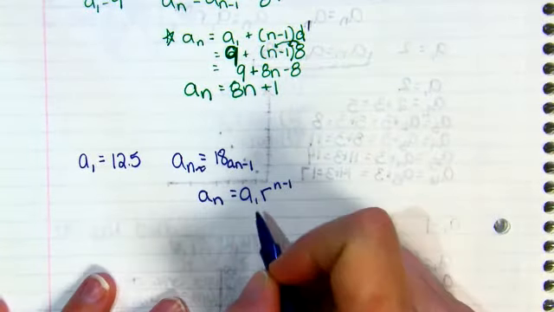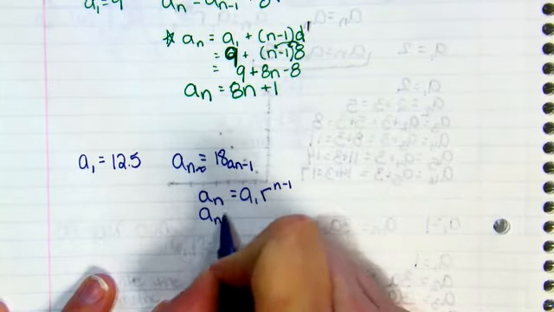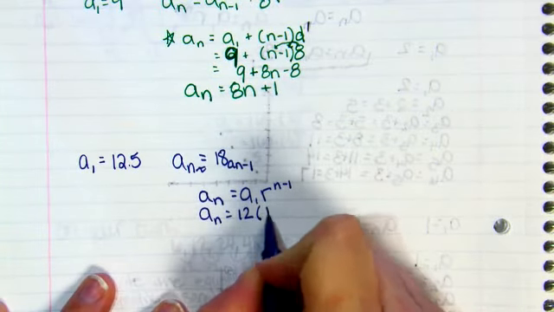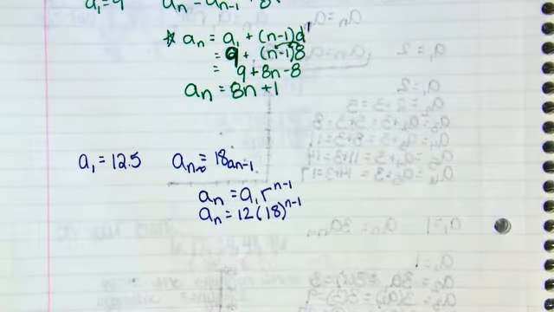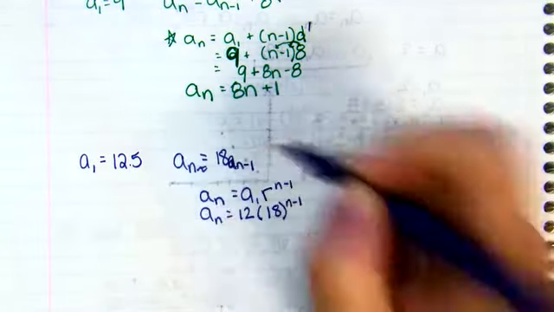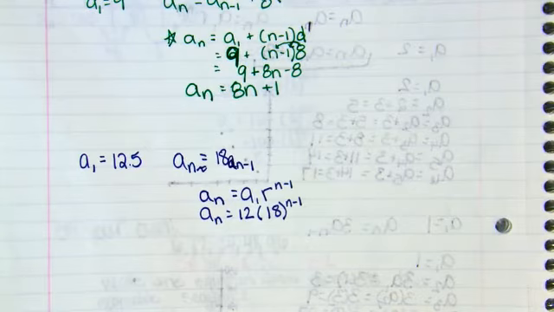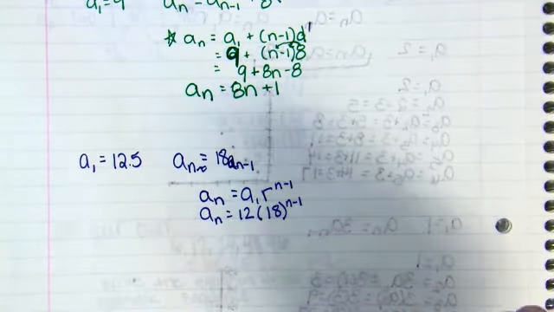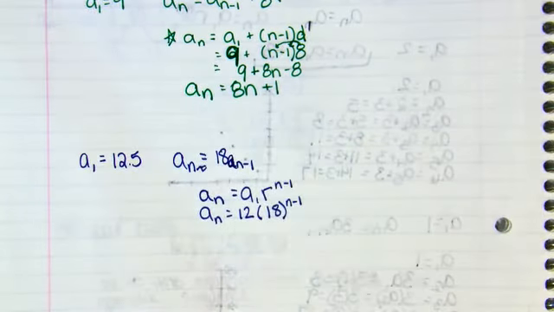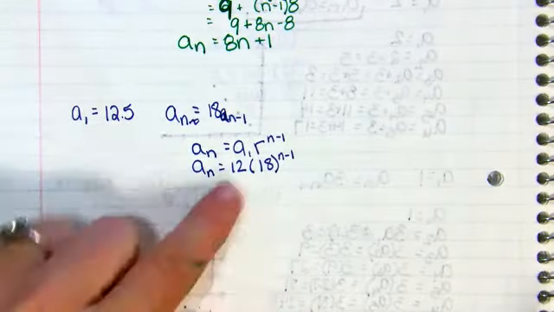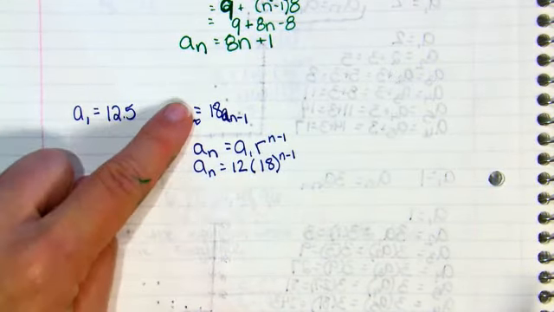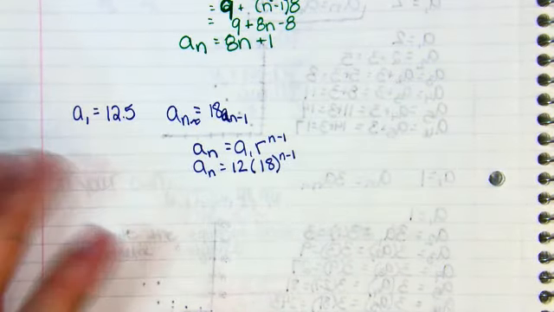So then I'm just going to make my substitutions. A sub n equals 12 times 18 to the n minus 1. And that's all I have to do to come up with the explicit function. I could simplify this a little bit more, but I'm not even going to. I'm going to leave it just like this. So coming up with the explicit rule given the recursive is really straightforward.